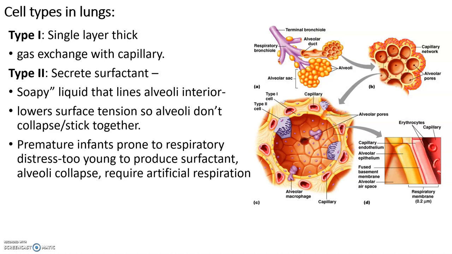and then there's type 2, and what these do is secrete something called a surfactant that prevents our alveoli from collapsing. It's a soapy type liquid, so it helps keep what is essentially a bubble, our alveoli, from popping or collapsing. Surfactant isn't produced until late in development, and so sometimes premature babies are born without that surfactant, and so they need help keeping their lungs from collapsing so that they can breathe when they're born too early.